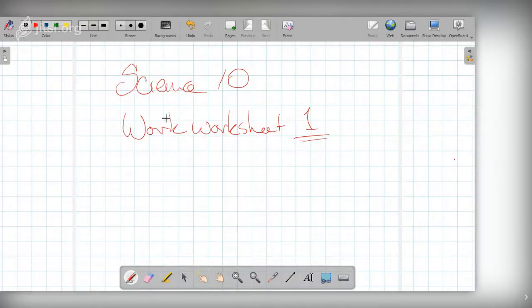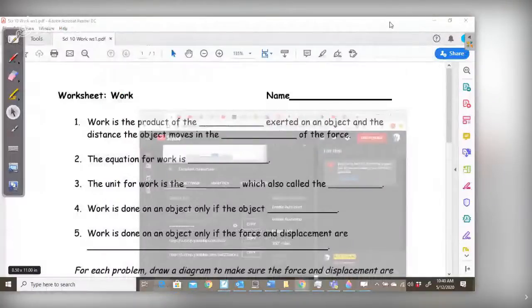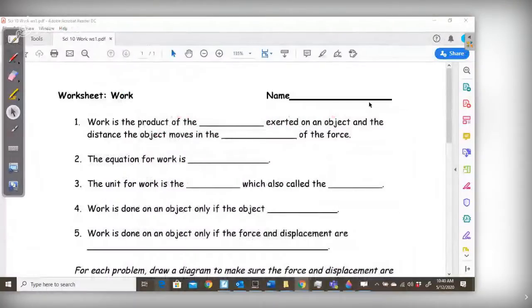All right, so this is Science 10 worksheet 1. So let's take a look and see where we can go. There we've got our worksheet. So hey, we could call this the key. Now it would be helpful to pick up a pen and key. Here we go. So work is the product of the force exerted on an object and the distance the object moves in the direction of the force.